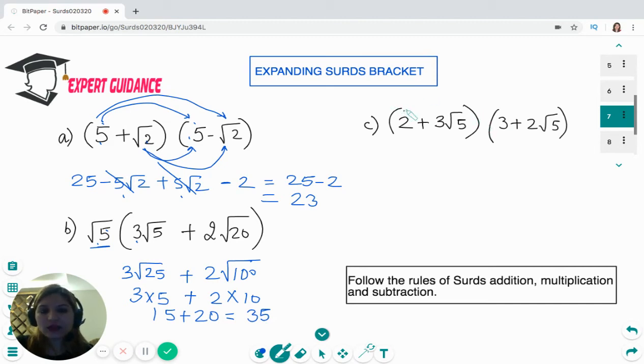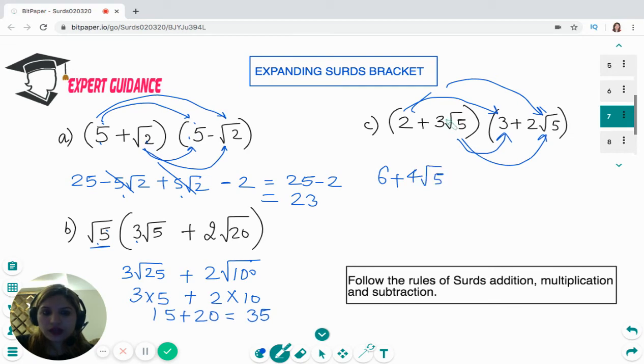Again, the same rule. We'll multiply 2 with all the numbers of the second bracket. And then we'll multiply 3 root 5 with all the numbers of the next bracket. So 2 times 3 is 6. 2 times 2 root 5 is 4 root 5. 3 root 5 times 3 is 9 root 5. And 3 root 5 times 2 root 5 is 6 times 5, which is 30. So 30 add 6 is 36, and 9 add 4 is 13 root 5.